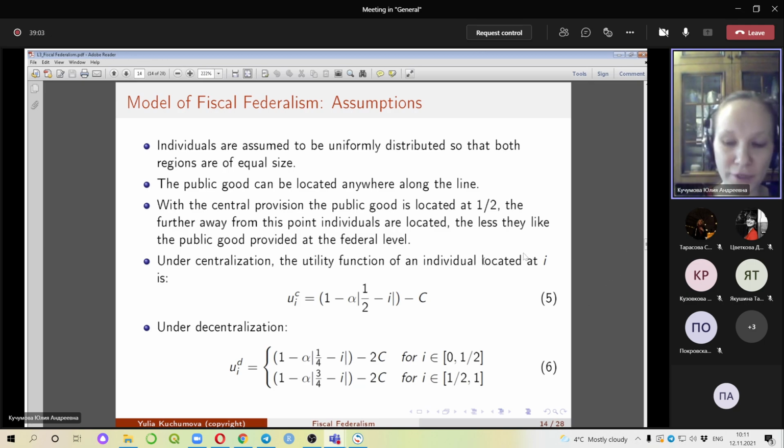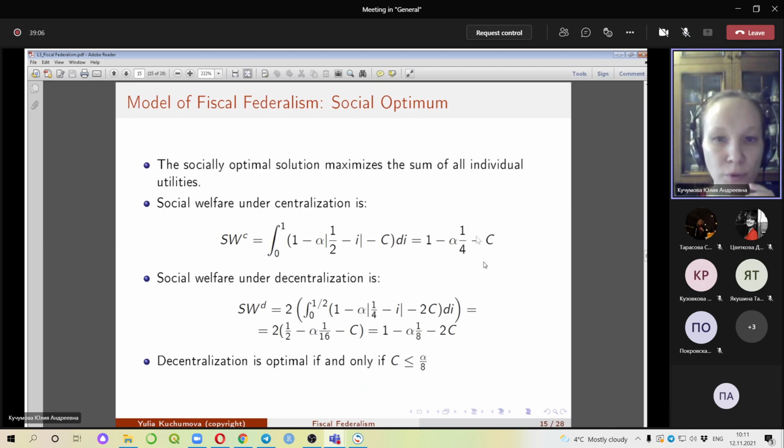So the question would be: what is optimal from the social perspective? And then you will see in a couple of slides, if the people decide by themselves what to choose, centralized provision or decentralized provision, having one central government or a decentralized system of government, what will they choose? And we will compare the social optimum versus the decentralized decision of people.